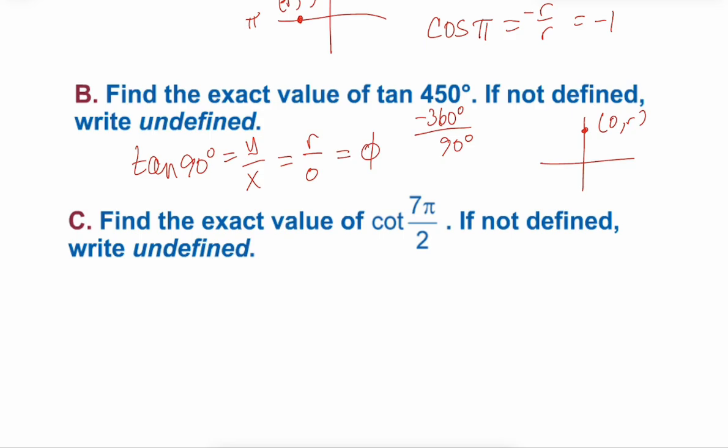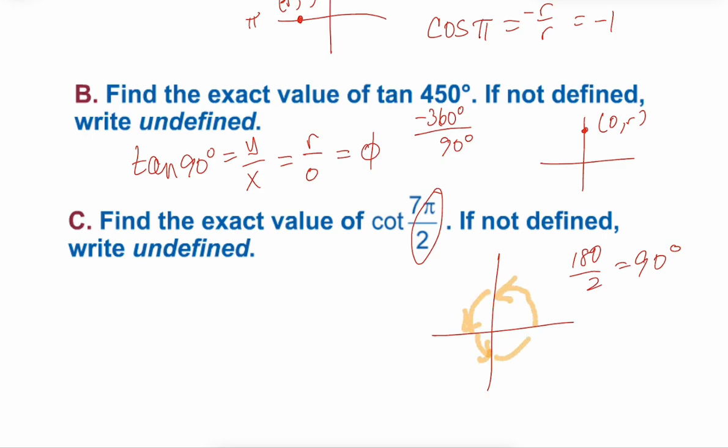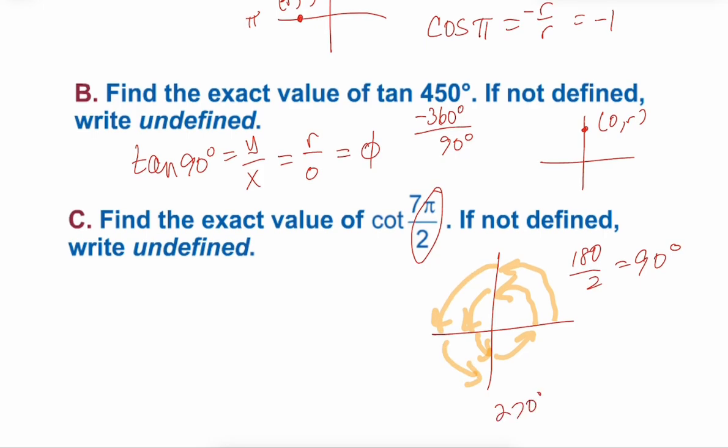7 pi over 2. Every pi over 2 is 90 degrees, because that would be 180 divided by 2, or 90 degrees. So what would 7 of them be? Okay, so let's do a little rotation here around our circle. That's 1 pi over 2, 2 pi over 2, 3, 4, 5, 6, 7. So that's the same as 270. 270, always a point at that location, is always of the form 0, negative r. So what's cotangent?